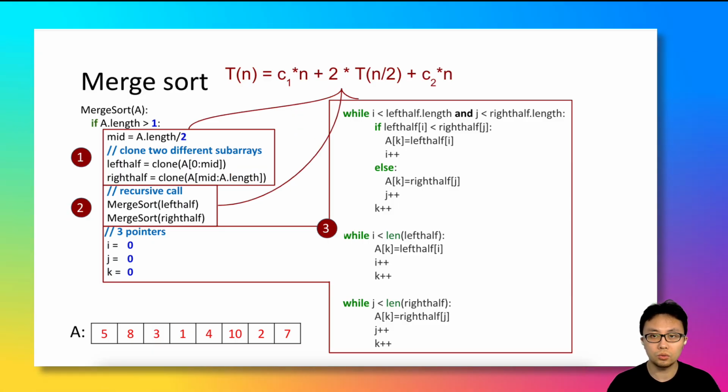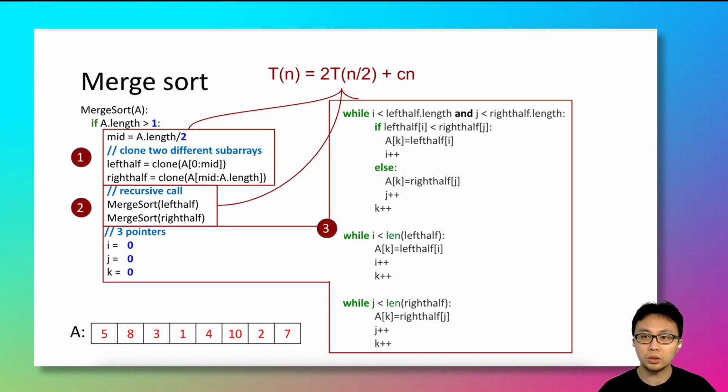So that's c2 multiplied by n, where c2 is another constant number. Now you have a recurrence relation between T(n) at the current step and T(n/2) for the next step when the recursive calls are executed. We can simplify this equation by combining c1 and c2 and replacing them with a single letter c, which is another constant number. So the relationship can be simplified to T(n) equals 2 multiplied by T(n/2) plus c multiplied by n. Okay?